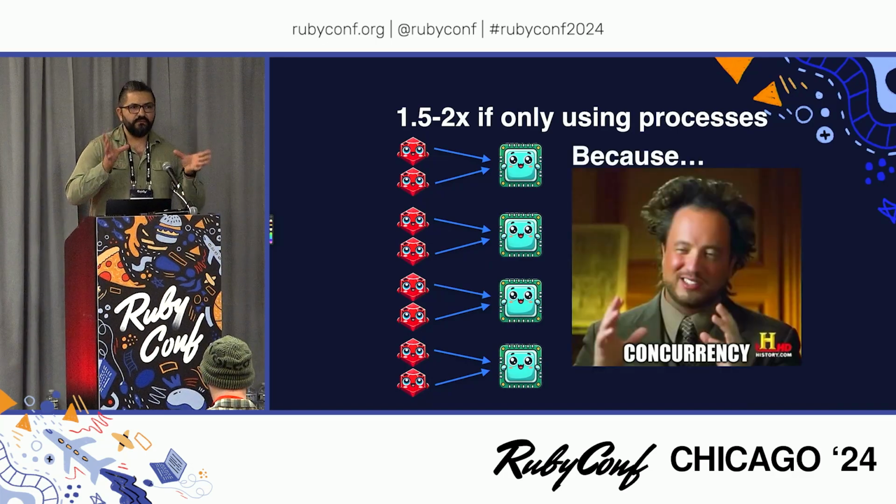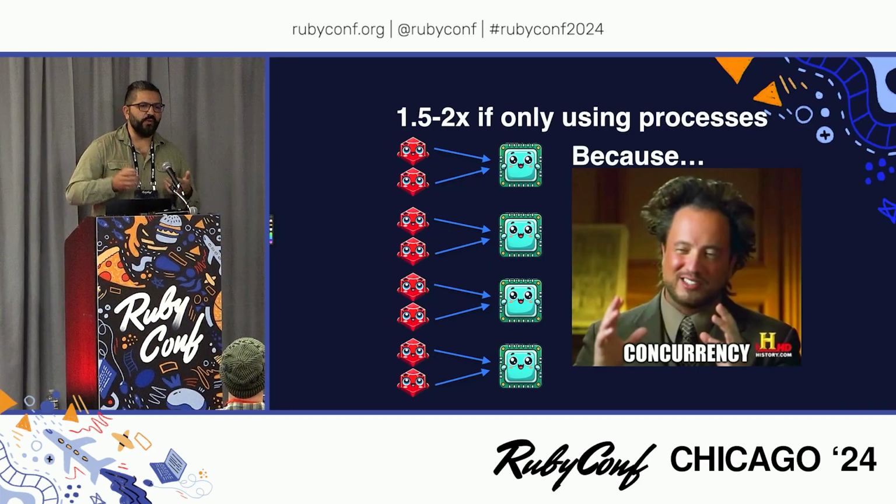And that's because of concurrency. When you're only running processes, you really want to take advantage of that concurrency. Some things are going to block on things like I/O. They're not going to be running in parallel on CPU, so you want to be able to take advantage of that and run extra processes.